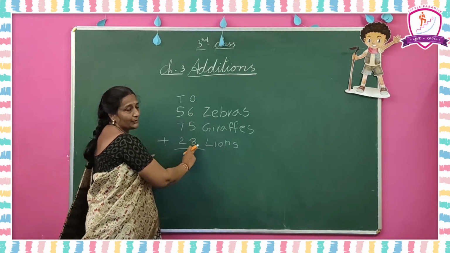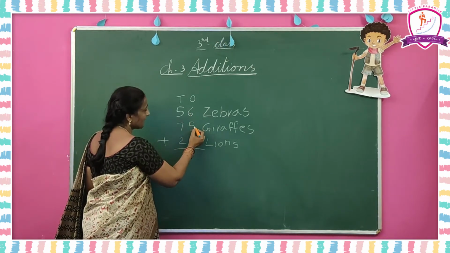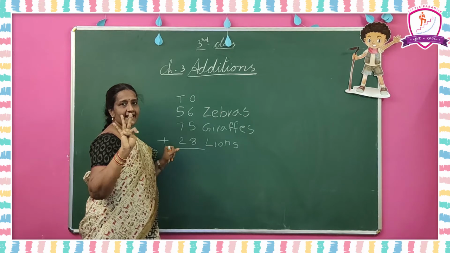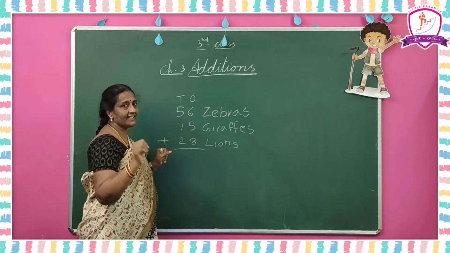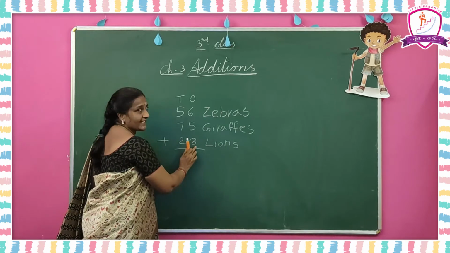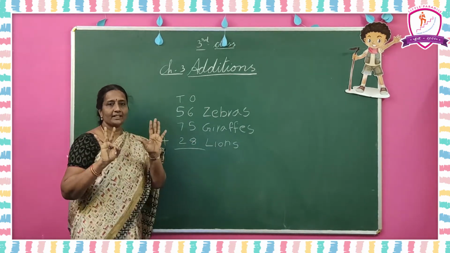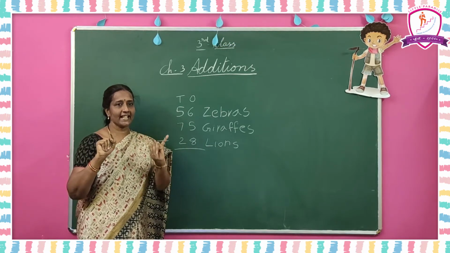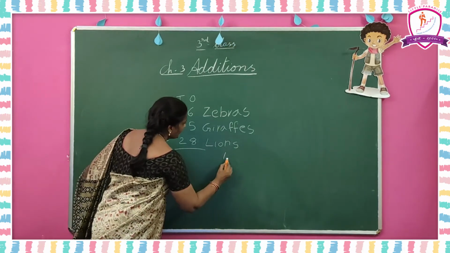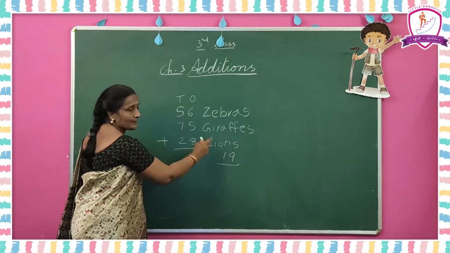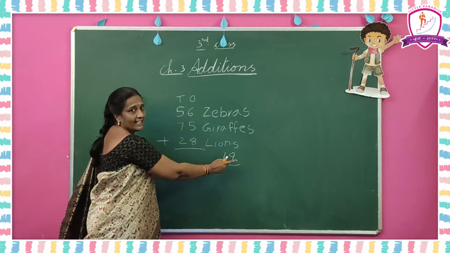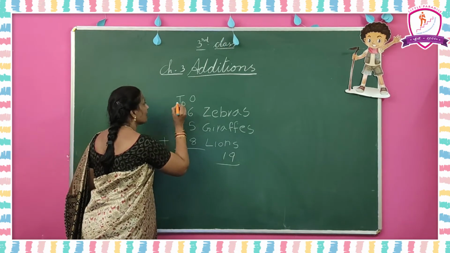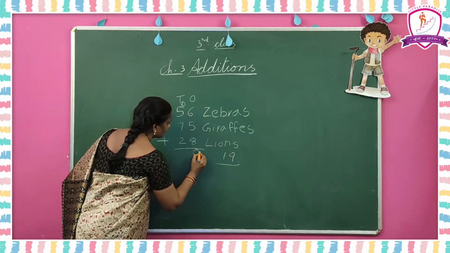Now add all these. First add all the ones place. That means 6 plus 5 plus 8. 6 plus 5, take 5 fingers. 6 after 7, 8, 9, 10, 11. 11 keep it in the mind and take 8 fingers. 11 after 12, 13, 14, 15, 16, 17, 18, 19. 19 we got. In 19, how many tens are there? 1 ten and 9 ones are there. So, write this ten to tens place as carry forward and write 9 here.